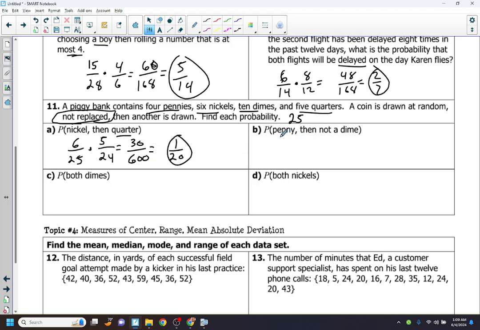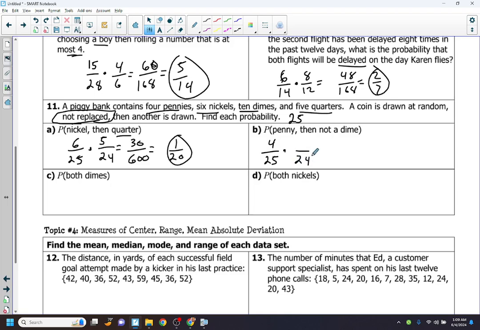All right. What's the chance of me getting a penny? So there's 4 pennies out of 25. And not a dime. If there's 10 dimes, there must be 15 of other coins. But keep in mind, I took away a penny, so I have 1 less coin.